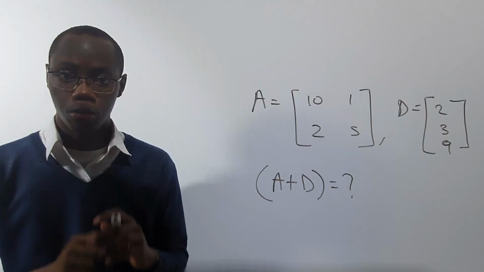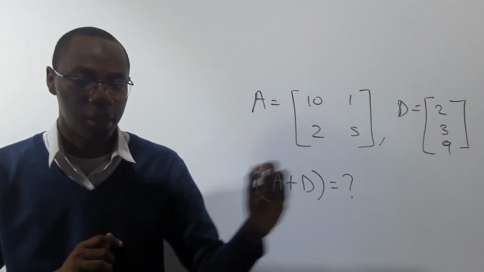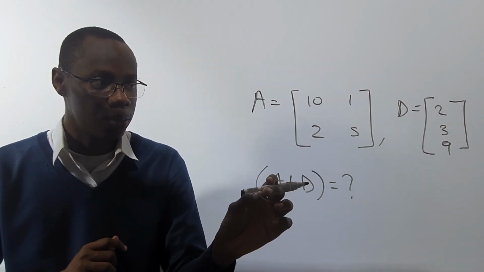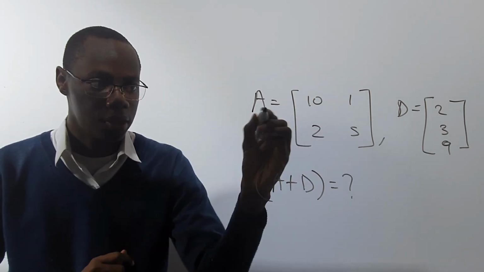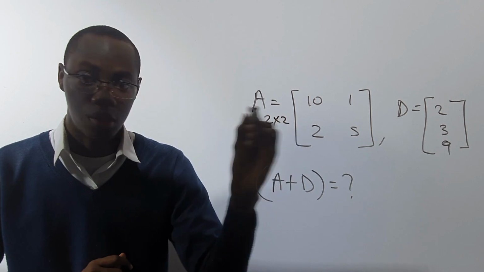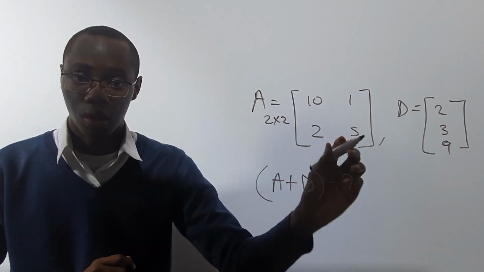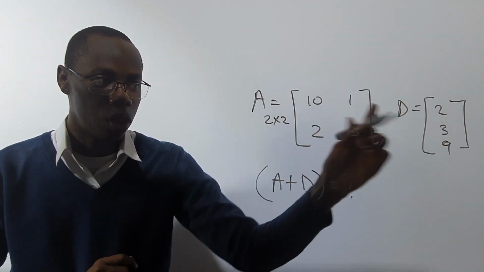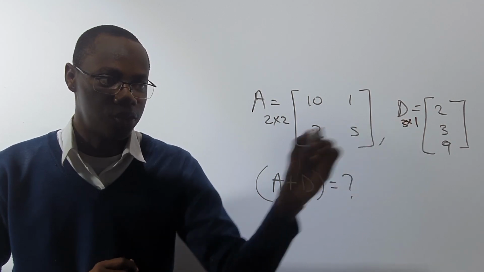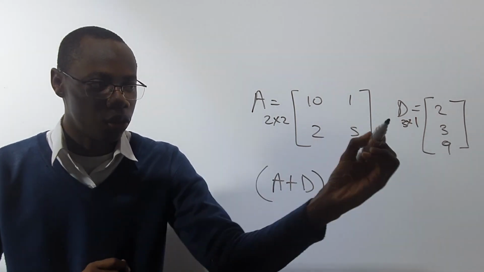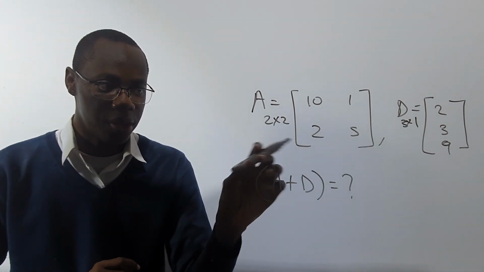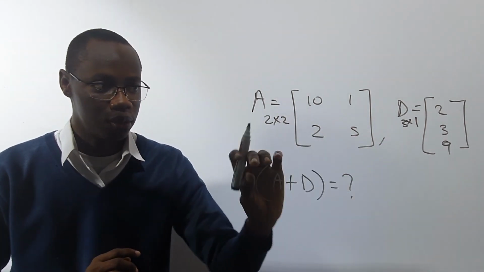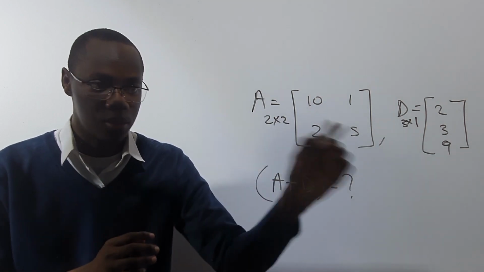So you see now. So now, you might be given a question like this. A plus D. Look at this matrix very well. What's the order? The order is 2 by 2, a square matrix. What about this one? This one is a 3 by 1 matrix. Notice something, they are not of the same order. Because they are not of the same order, carrying out addition or subtraction in this matrix is not possible.